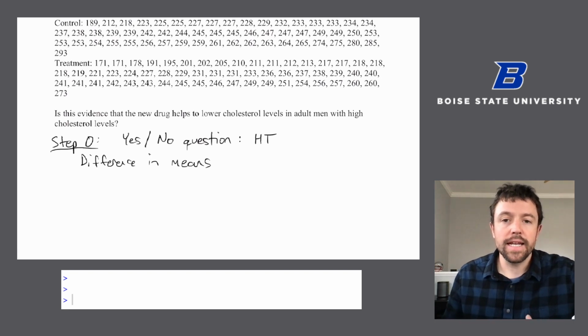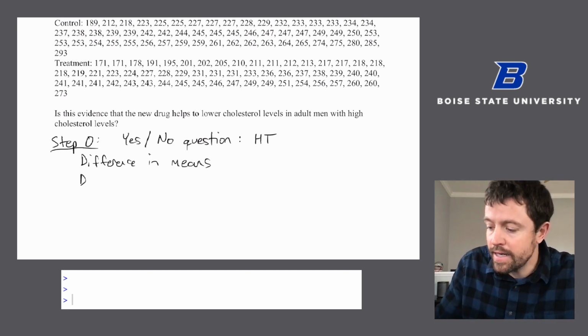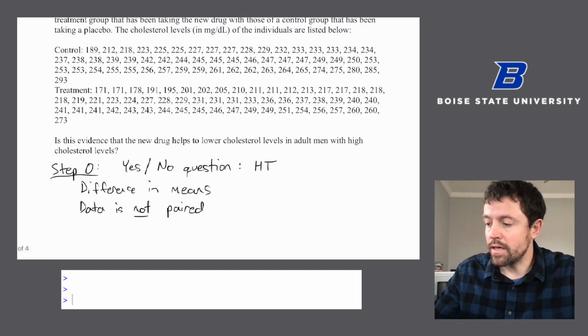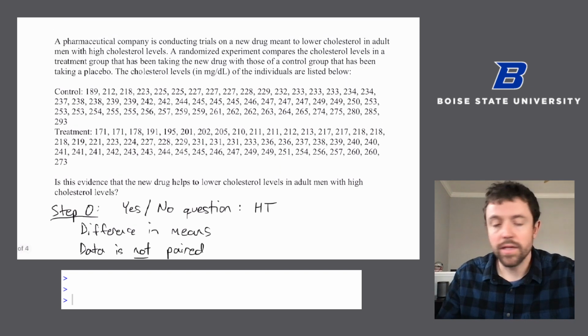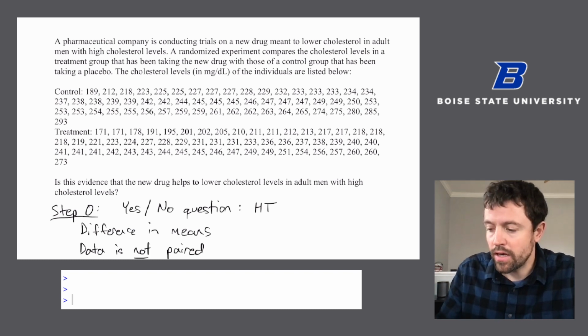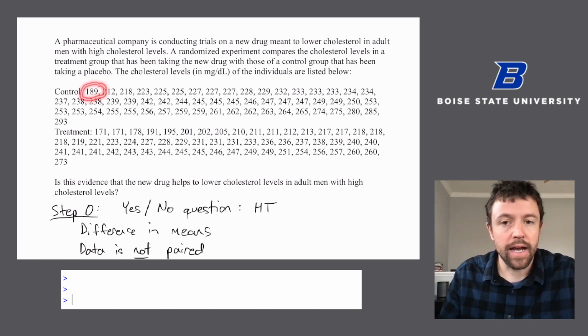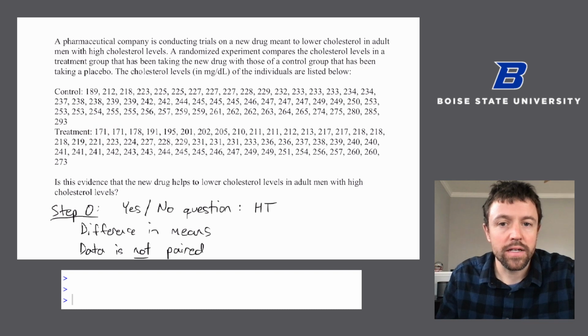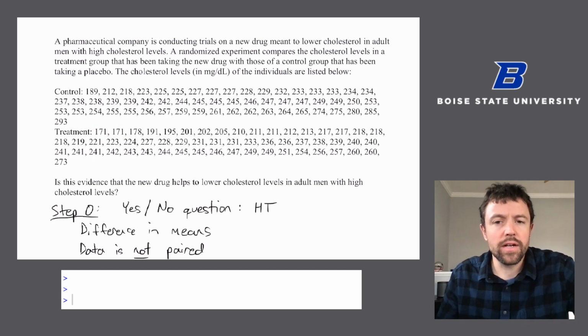So first we decide, is this data paired? And this data is not paired. That is, these values aren't in some specific order. We're told that there's a treatment group and a control group, and there's no indication at all that this value 189, that cholesterol level for that individual in the control group, is matched up with this value 171 in the treatment group, right?